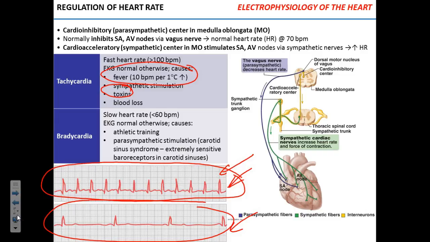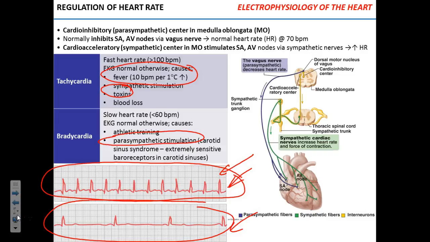Think about this. Remember I told you the cardiovascular system is the pump and the pipes. If you have less fluid in the pipes to maintain the same pressure, you have to force the pump to work harder. So it will move a smaller amount of fluid through the same pipe system in a shorter period of time. Okay? Slow heart rate, parasympathetic stimulation. Okay?